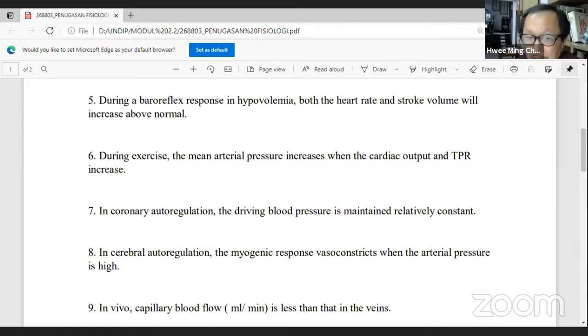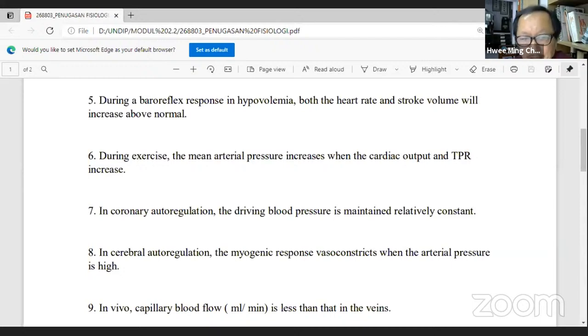Yes, that's good, because when you exercise, you need to thermoregulate. You generate heat. So there is also an increase in the cutaneous blood flow for thermoregulation. Cutaneous vasodilation and vasodilation in the skeletal muscles are the two main reasons why the TPR decreases during exercise. Very good, Vidya.